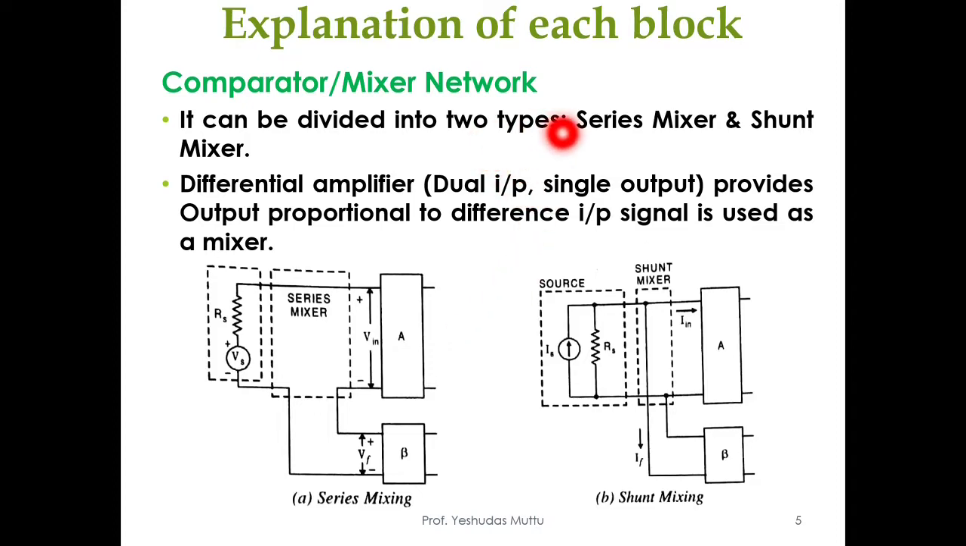You have two types as I mentioned earlier, series mixer and shunt mixer. Have a look at the series mixer. Now when I say series mixer, we need to consider a source which is connected in series. Now this is at the input side. Sampling was something which was taking place at the output side. And how to take the output, that was shown with respect to the sampling network. Now the comparator is at the input side, so at the input side you should know which source is to be connected.